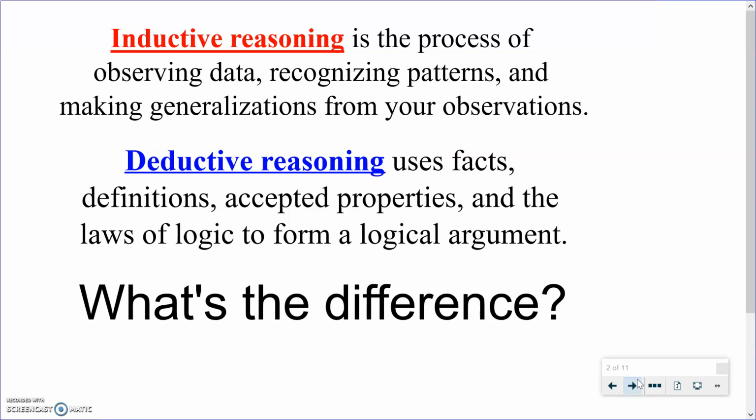Deductive reasoning uses facts, definitions, properties, and the laws of logic to form a logical argument. And then you work kind of towards the data. So inductive reasoning is like when you look at a pattern and find the next couple pieces in the pattern. And deductive is when you use things you know to be true and then form an argument based on those.